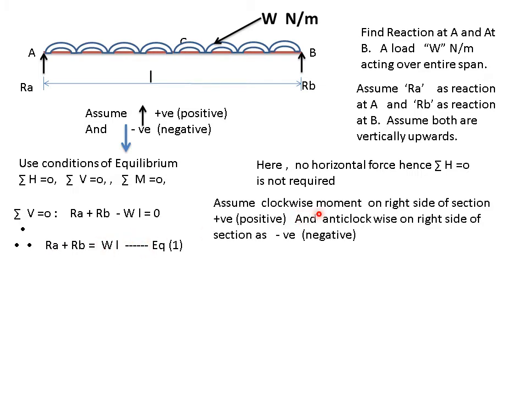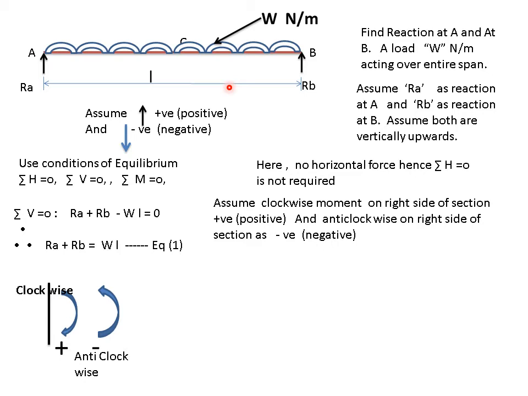For that, assume clockwise moment on the right hand side of the section as plus. Here you can get it more clearly. This is my section. At A I am taking moment. So on the right hand side, clockwise is plus, anti-clockwise is minus. This W load is acting downwards, so it will cause clockwise moment.